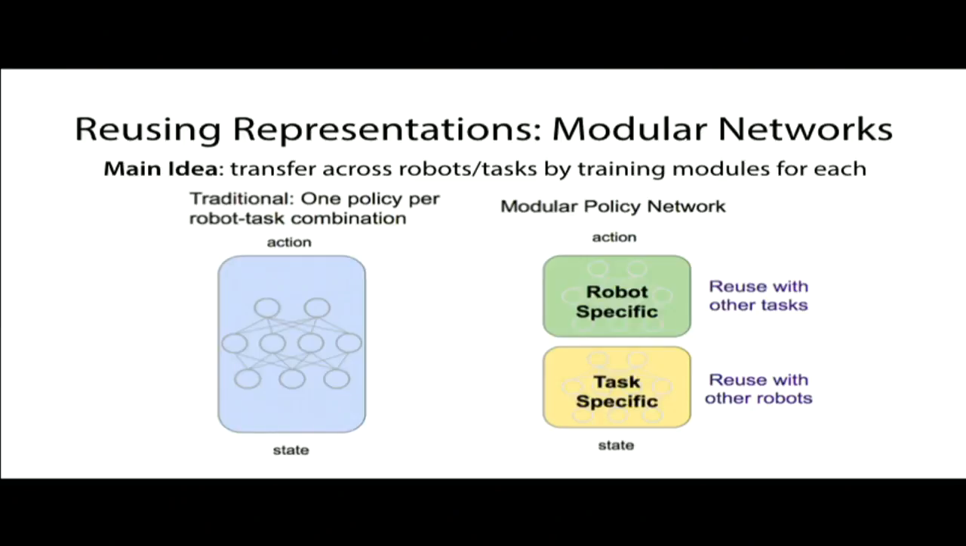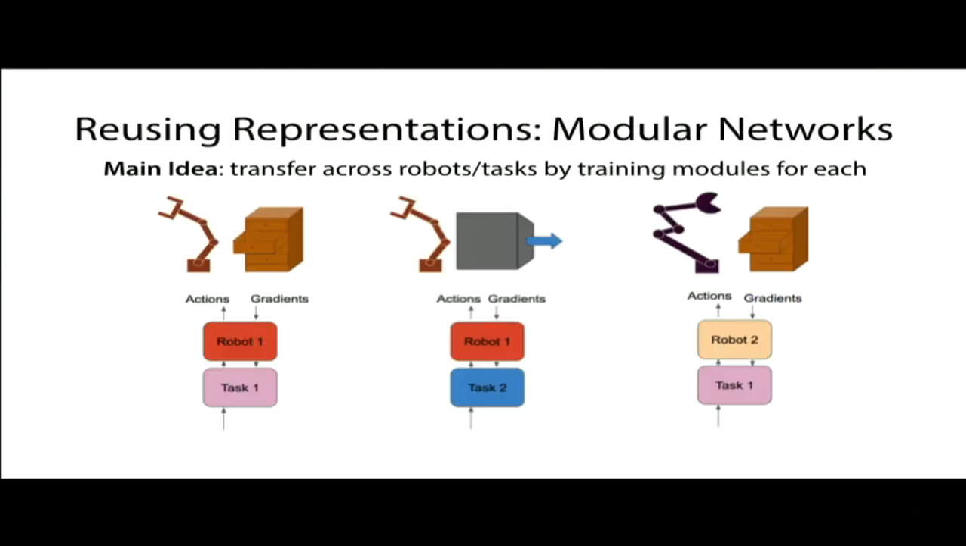What they do in this work is train a module to be task-specific and a module to be robot-specific, such that you can reuse the robot-specific module for different tasks on that robot, and reuse the task-specific module for that task on different robots. The way this works is you train the task module and the robot module for different tasks and different robots. For example, you might have a 3-link robot versus a 4-link robot, or a task where you want to push an object versus opening a drawer.